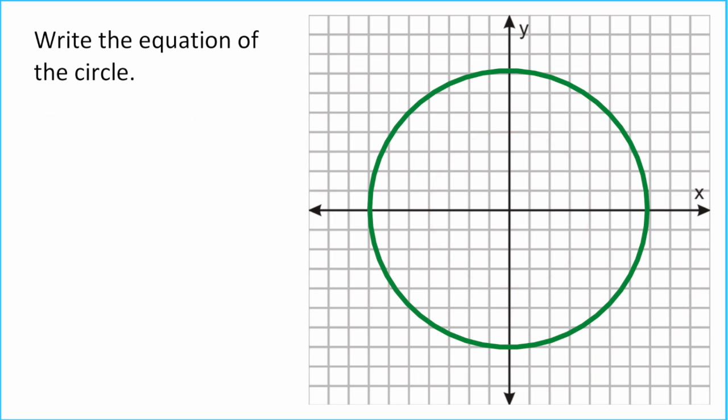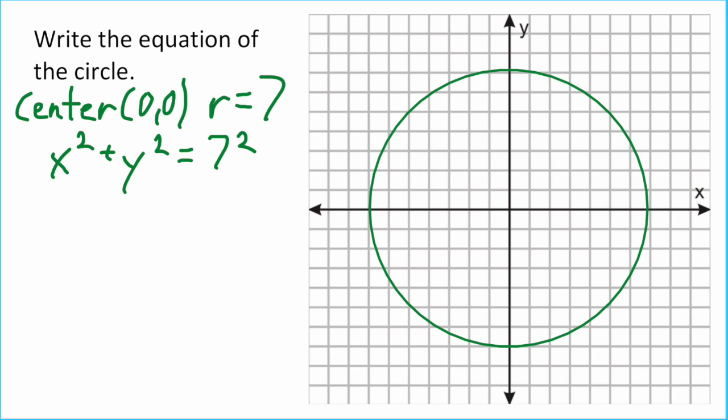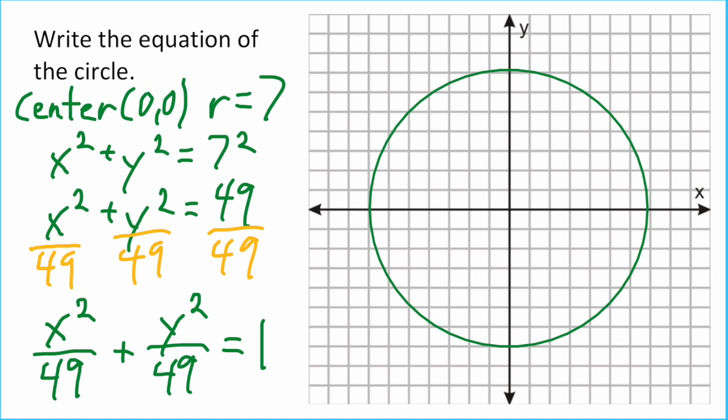How about this circle? We still have a center of 0, 0. This time the radius is 7. So we would write x squared plus y squared equals 7 squared, which simplifies to x squared plus y squared equals 49. Now, another way that we could write this equation is if I divide every term by 49, we're left with x squared divided by 49 plus y squared divided by 49 equals 1.